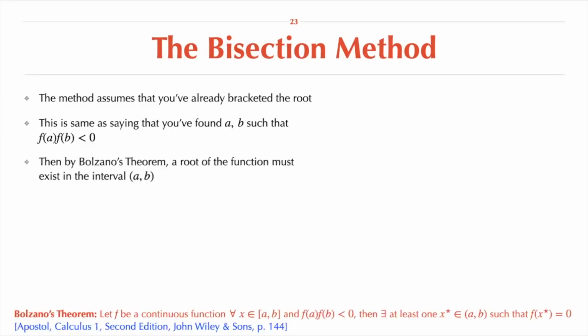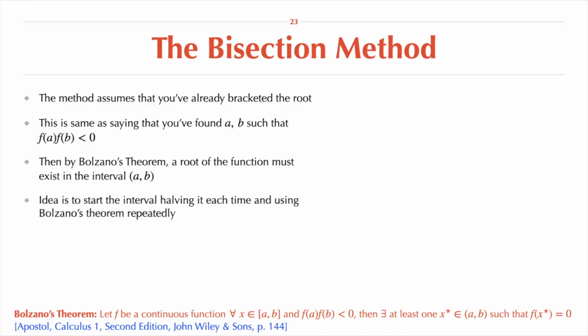Bolzano's theorem says that let f be a continuous function for x in [a, b], and f(a) times f(b) is less than 0, then there exists at least one x star in (a, b) such that f(x star) is equal to 0. This is what Bolzano's theorem says, and this is what we're going to use. So the idea is to use Bolzano's theorem repeatedly: you start with some initial guess, and you just keep halving the interval and keep using Bolzano's theorem.